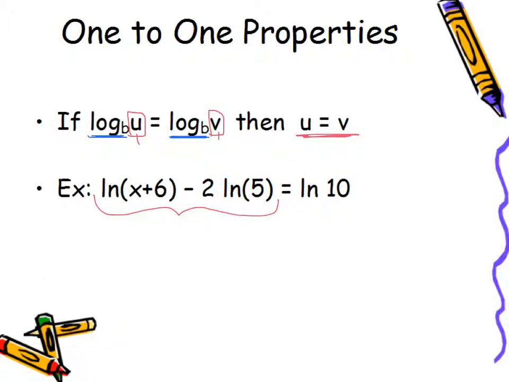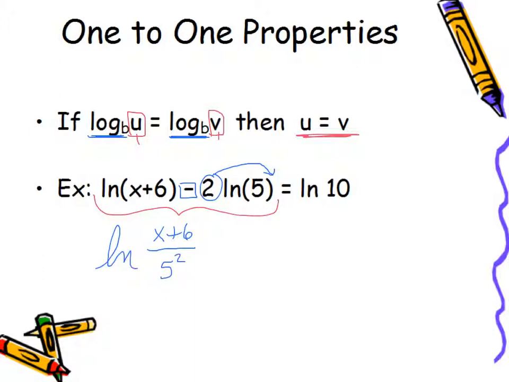So what I'm going to do is use my properties from yesterday to condense that into a single log. There are a couple things I see here that I can do. This 2 that's being multiplied, remember, can go up as an exponent, so I will do that. And I also see a subtraction, and remember that can be converted back into division with a single log. So here's my condensing, I think. I've got a natural log, and on top I'm going to have x plus 6, and because of the minus sign I'm going to be dividing, and I'm going to have a 5, and I'm going to put that 2 up as an exponent.